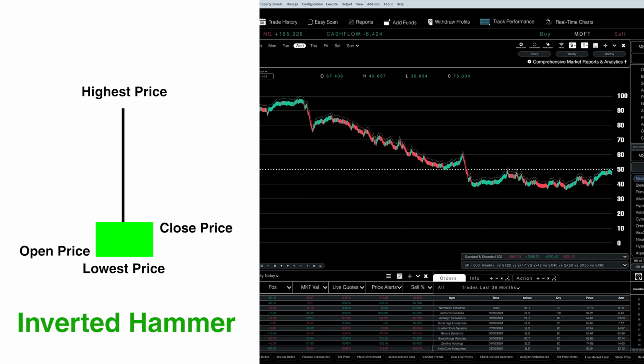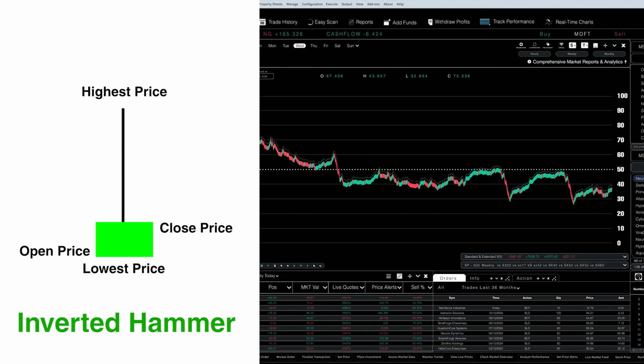Also, avoid trading this pattern during major news events. News can override technical patterns completely. The market doesn't care about your candle when big economic data is released.